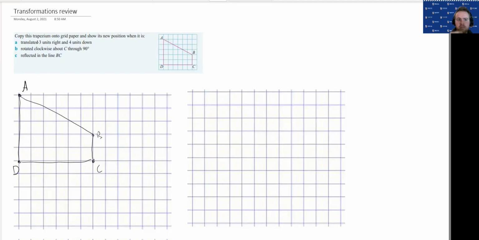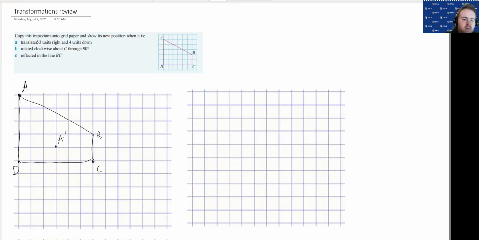Now, when we do a transformation, we get a new image and we use the notation of A dash, B dash, C dash, D dash. And that shows the image of the new shape after the transformation. So if I'm translating 3 right and 4 units down, I'm going to look at each point and move them individually. So A goes 1, 2, 3 to the right, and then 1, 2, 3, 4 down. So this becomes A dash.